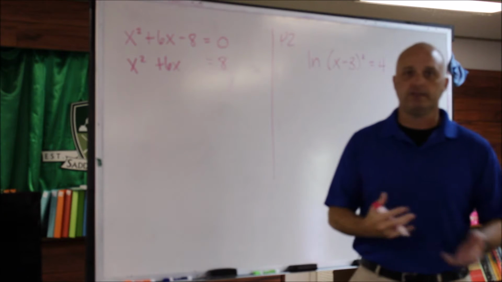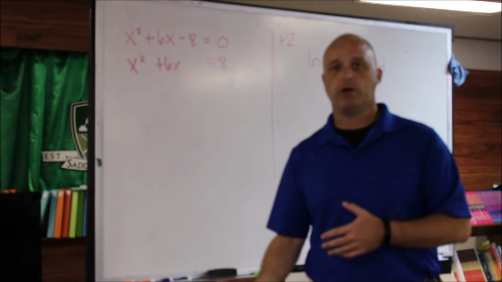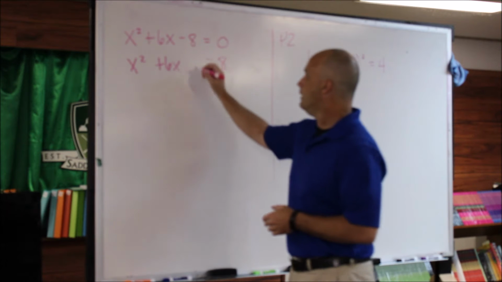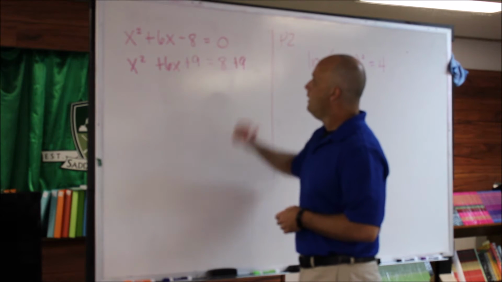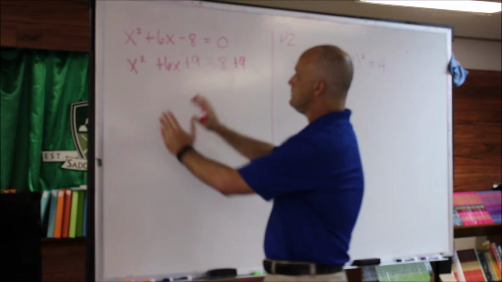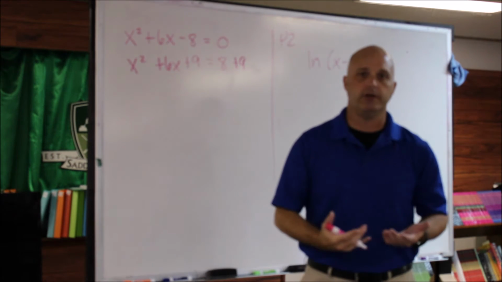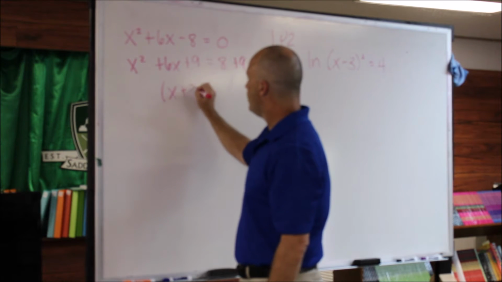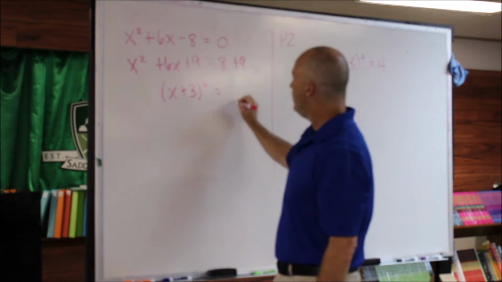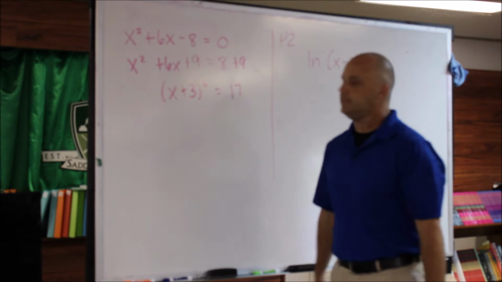Then we divided the 6 by 2, and then we squared that result. So we would end up with plus 9. Then you add 9 to this side. What would end up happening is you could now take this, which is a perfect square trinomial, and factor that down to x plus 3 squared. And then over here on the other side, you would have 17.